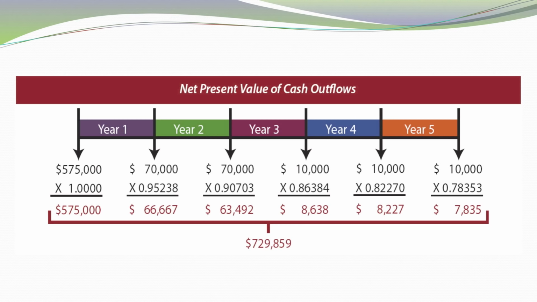We have $575,000 that we spend at the beginning of the first year, which has a present value of $575,000. We expend $70,000 per year for years 2 and 3. That's the $60,000 remodeling cost plus the $10,000 holding cost. That first $70,000 payment has a present value of $66,667, and so it would go. And then the last 3 years we have the $10,000 per year in ongoing operating expenses. So the net present value at 5% of the cash outflows is $729,859. Again, it's important that you reviewed the previous module to see how we calculate present values.